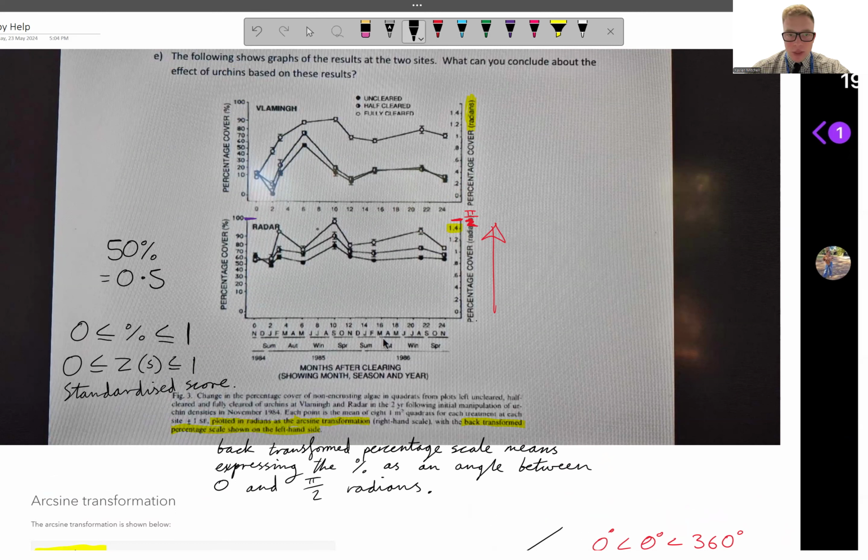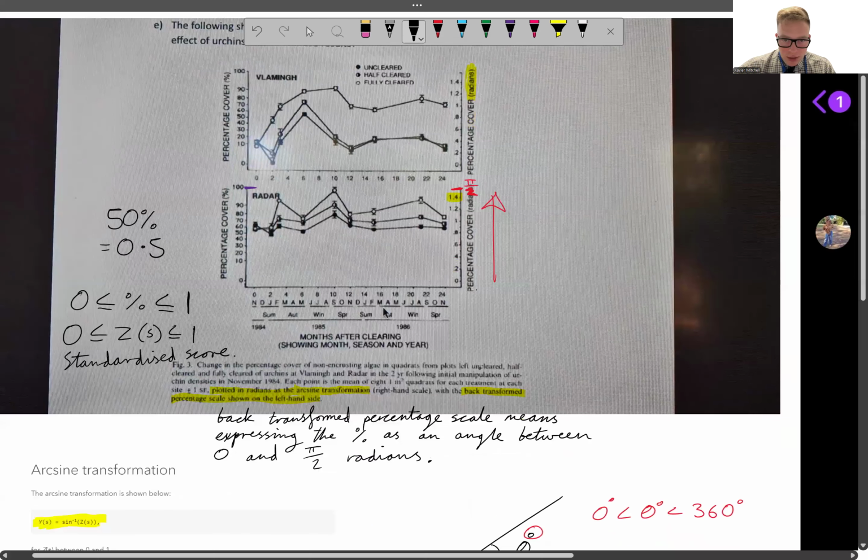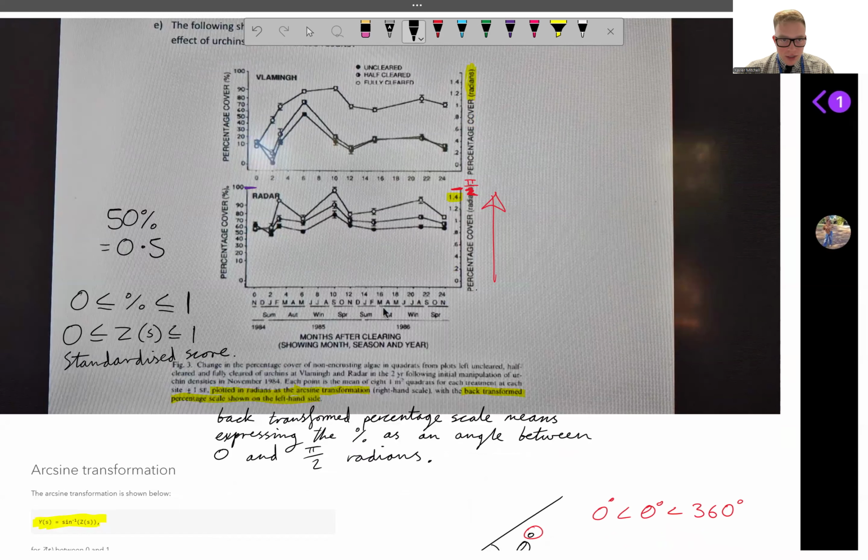90 degrees is the point at which we achieve 1, and we're going between 0 and 1 because that's what our percentage entails. That's what we have to go between. We're going between 0 and 1, which means we're going between 0 as an angle in radians and pi on 2 as an angle in radians as well. So here it says that it's back transformed percentage scale shown on the left-hand side. So we're essentially taking the percentage scale, back transforming it into an angle. Why? I don't know, but that's what they wanted to do. So I'm just explaining how it works, not necessarily why they did it. But it's essentially saying that back transformed percentage scale means expressing the percentage as an angle between 0 and pi on 2 radians.